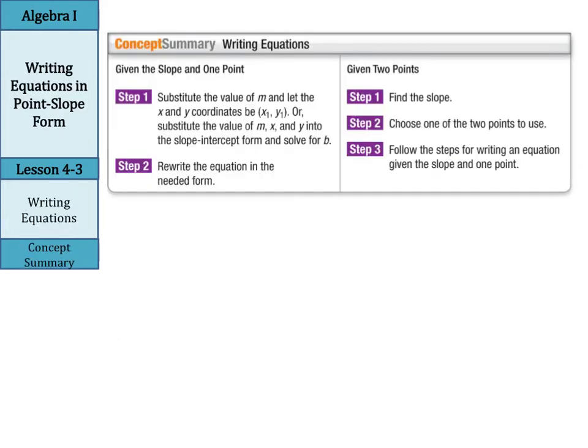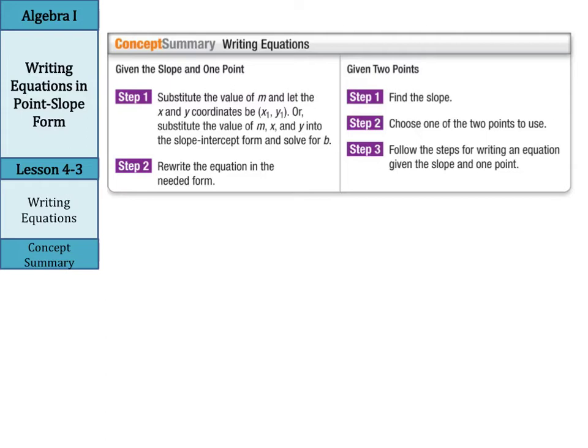So in summary, when we want to write equations, if we're given the slope and one point, we can substitute the value of m and let the x and y coordinates be x1, y1, or substitute the value of m, x, and y into the slope-intercept form and solve for b. So we can write, if we're given the slope and a point, our equation in slope-intercept form. And then we can rewrite in any of the forms we'd like.